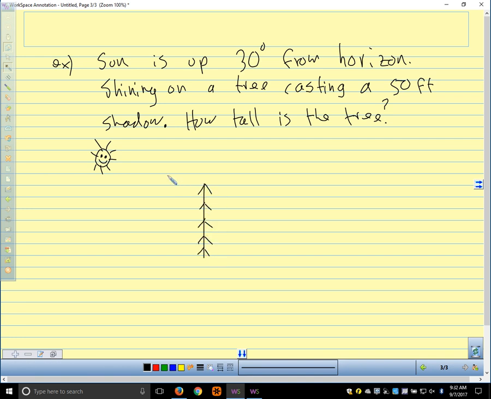There's my tree, and the sun is shining. There's a ray of sunlight that hits the tree, and that ray goes down and hits the ground here. Well, here's the shadow. It's where the tree is blocking the sun from hitting the ground. And it says the sun is up 30 degrees. We're also assuming this is a nice healthy tree, so it's growing at a 90-degree angle from the ground there. We know the shadow is 50 feet long, and we want to know h, the height of the tree.